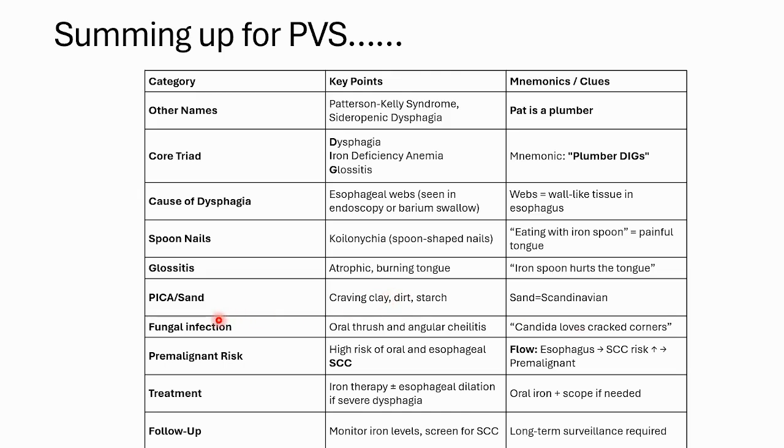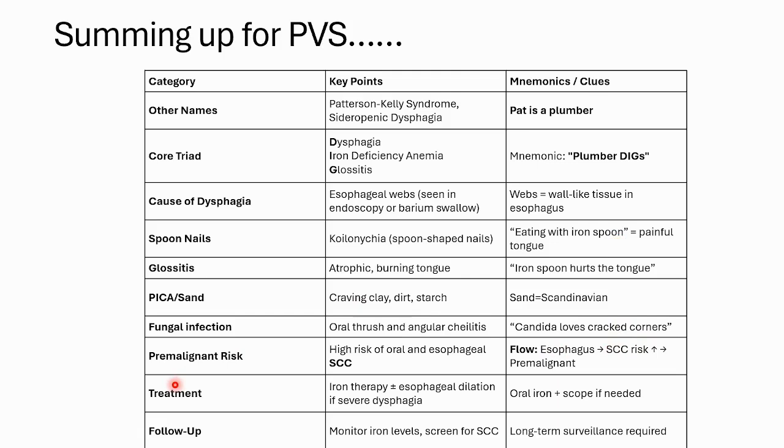And a very important thing to remember about Plummer-Vinson syndrome is that it is a pre-malignant condition, so they have a high risk of oral and esophageal SCC. So how to remember it? We said that like the plumber digs, D was for dysphagia. It was because of esophageal webs. So from the esophagus, we remember that it has a very high predilection for both oral and esophageal squamous cell carcinoma. Hence, it is a pre-malignant condition.